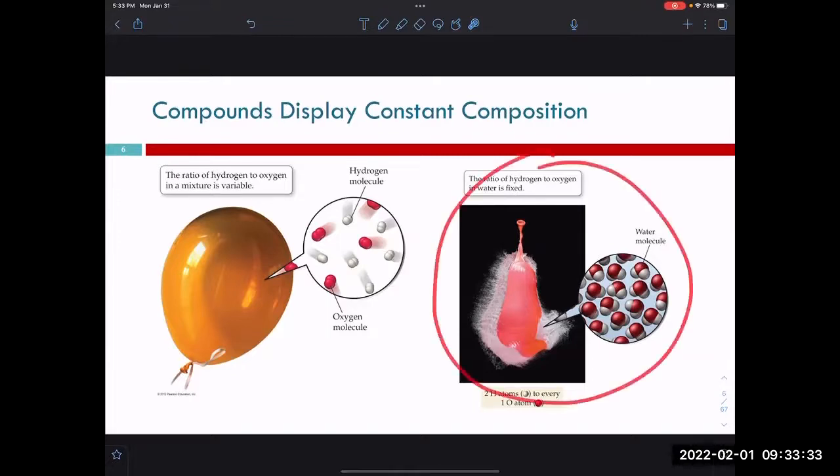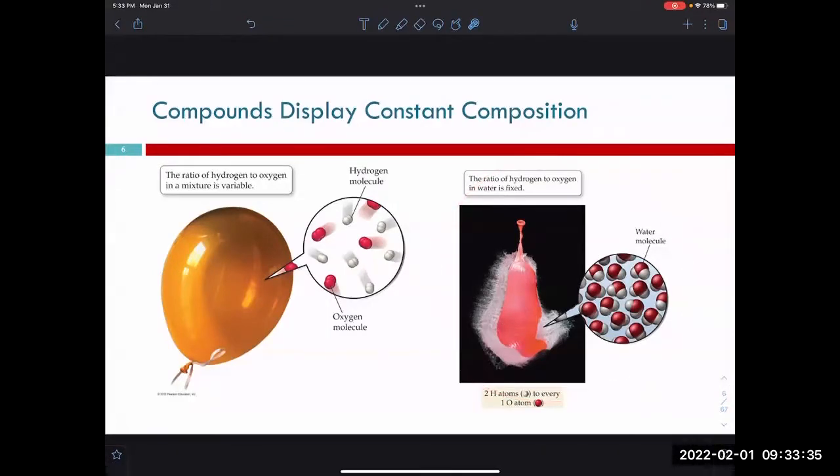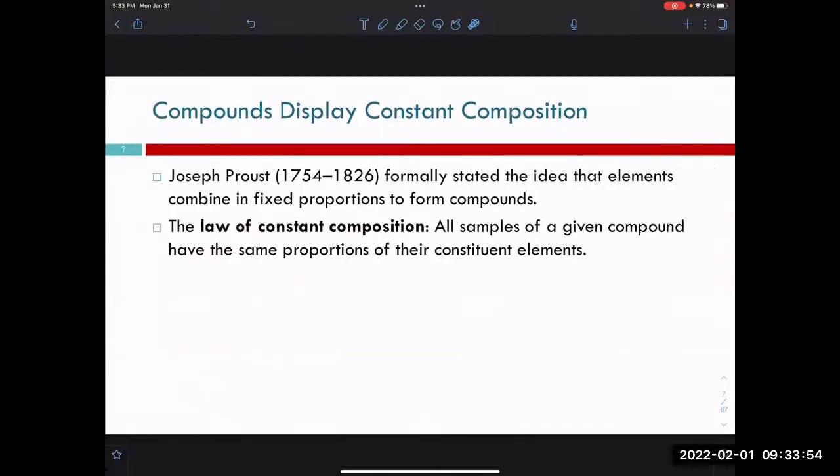Instead, in water, we have hydrogen and oxygen, but they're combined in a specific ratio. For any amount of water, you'll have the same ratio of oxygen to hydrogen. There'll be 2 hydrogen atoms for every 1 oxygen atom. It was Joseph Proust who formally stated the idea that elements combine in fixed proportions to form compounds. It's kind of wild that that's only 1700 to 1800, which is a long time ago, but also there's a lot of stuff going on even before that.